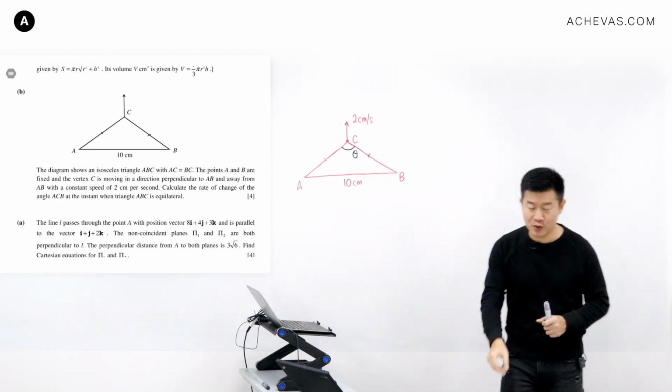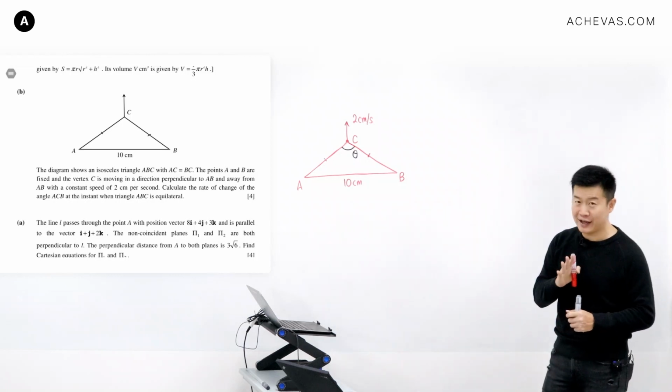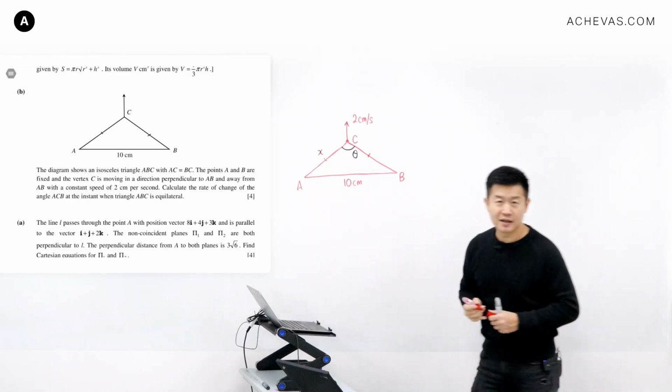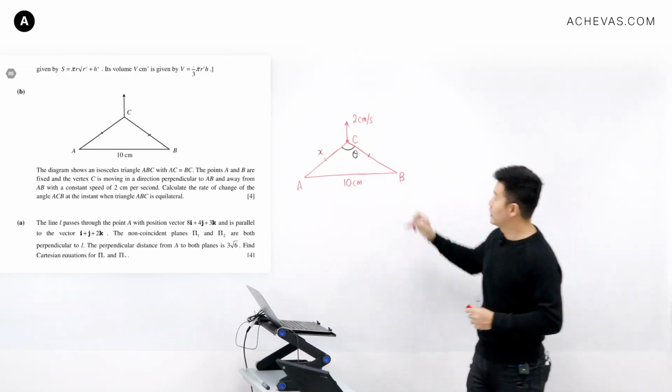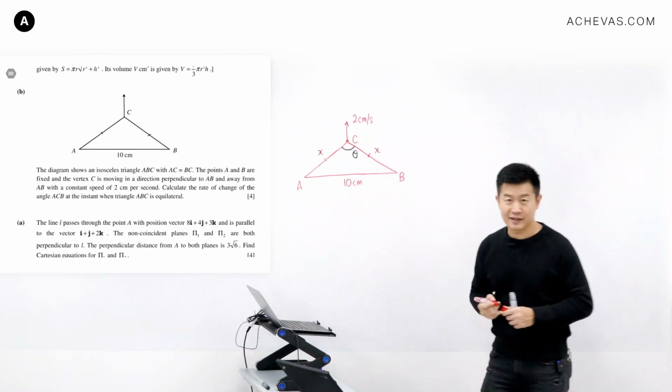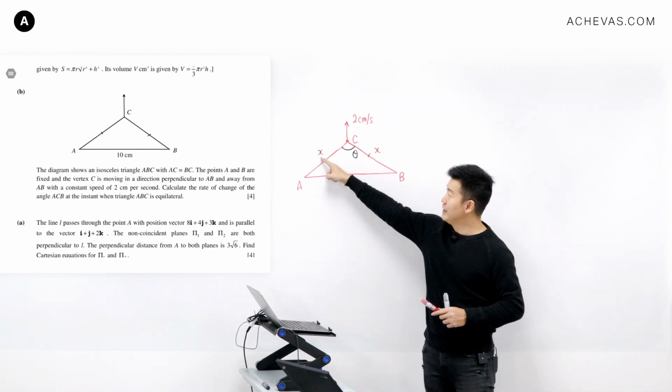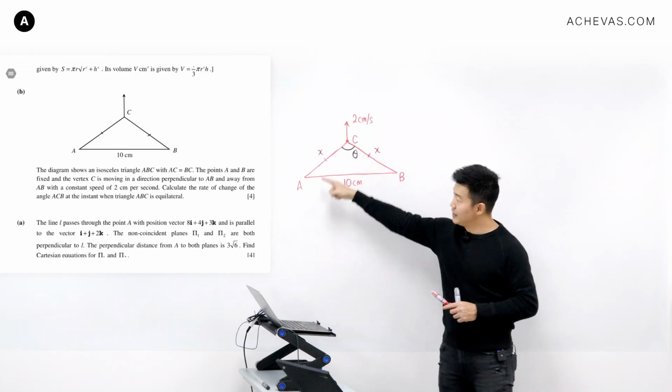Okay, Ben has suggested one place to put x. Ben suggested, how about putting x here, AC? Okay, this is an isosceles triangle, which means that this can also be x. I guess this is possible. I can definitely try to relate x to theta if I were to place x here.